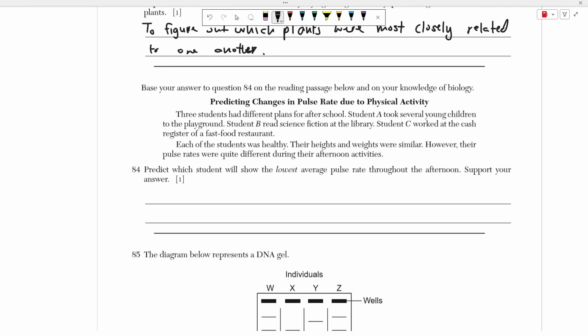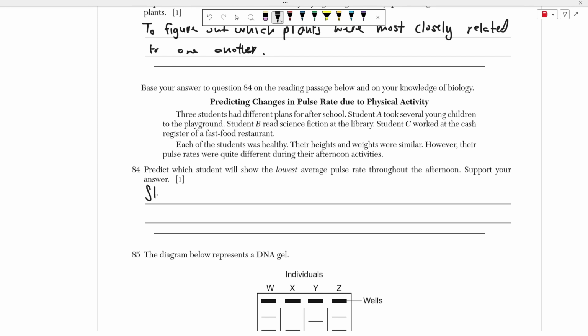So whereas student A and C, their bodies need extra oxygen because they're moving around, student B's body doesn't need extra oxygen because he's just sitting down, right? His blood does not need to be pumping as hard as someone who's standing up or someone who's moving around. So predict which student will have the lowest average pulse.